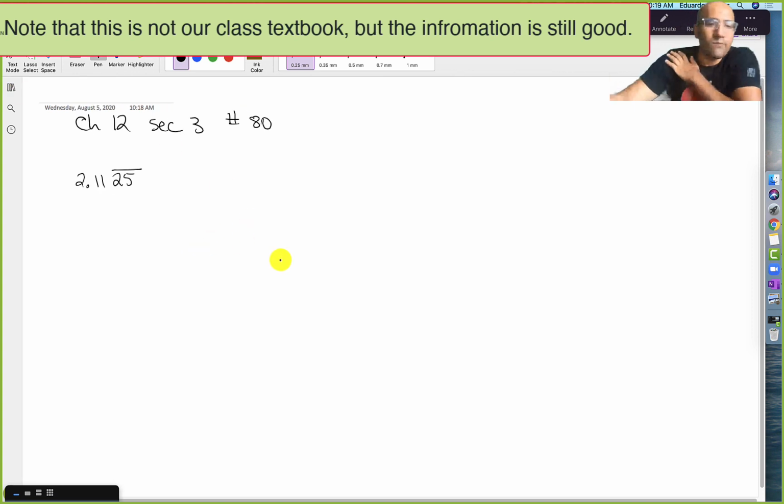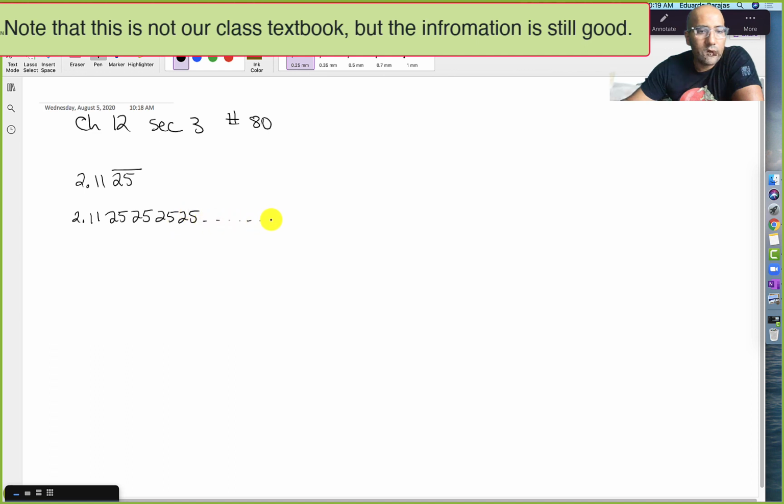Okay, so first of all, this little bar is indicating that we have a repeating decimal, right? So this is the same thing as 2.11, and then this 25 begins to repeat itself, forever. So what we're looking for is some sort of a closed fraction, a over b, such that when you divide them, you get this infinite decimal. Now, it's very easy to come up with an approximation. There's lots of shortcuts out there that can arrive at it.